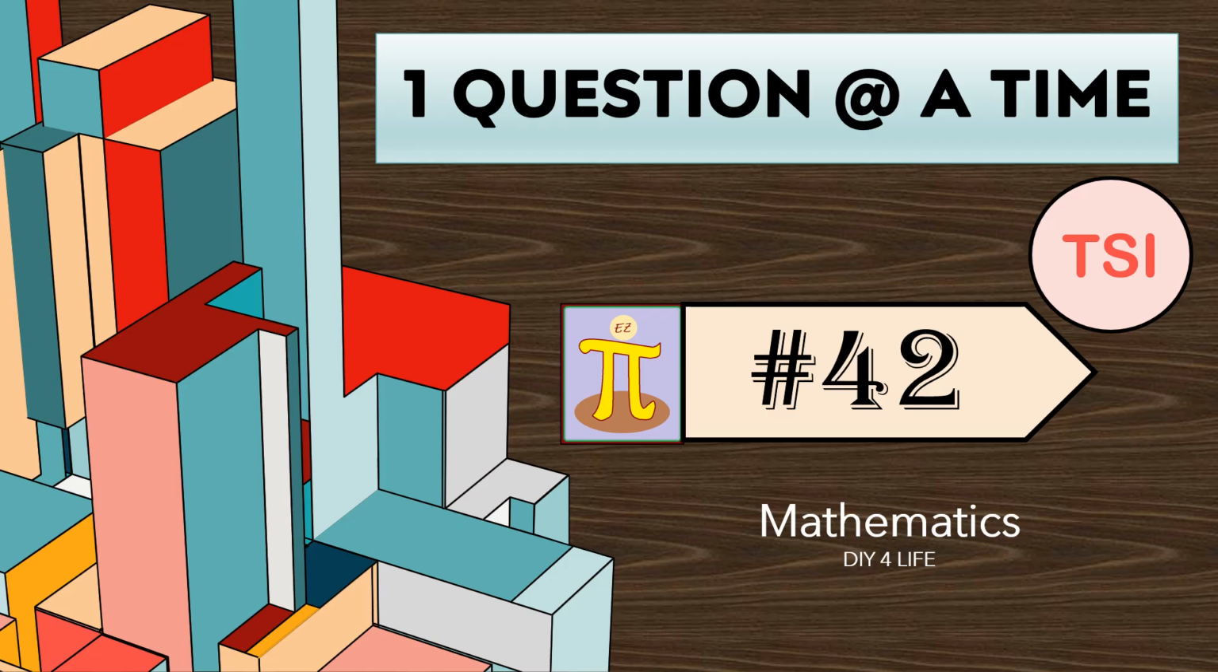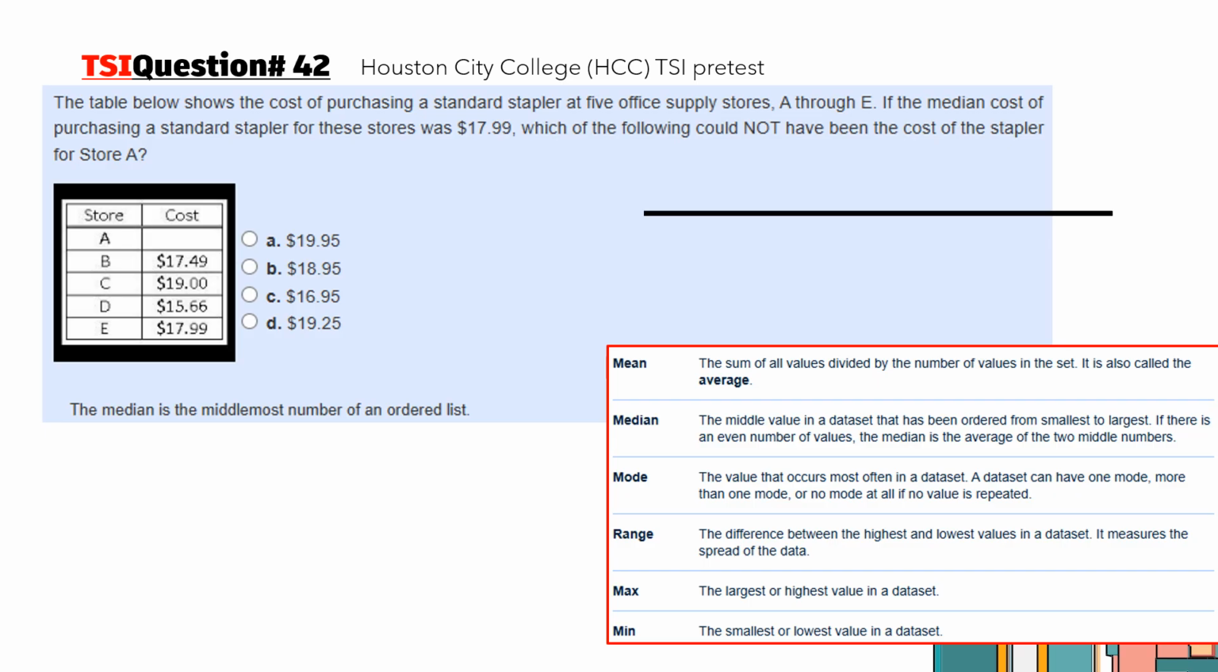Question number 42. The table below shows the cost of purchasing a standard stapler at 5 office supply stores, A through E. If the median cost of purchasing a standard stapler for these stores was $17.99, which of the following could not have been the cost of the stapler for store A?